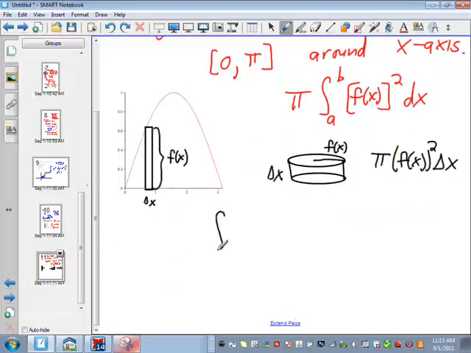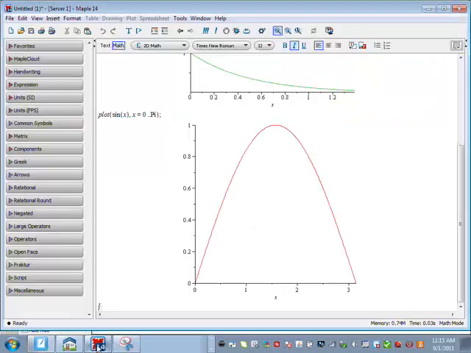And so the real question is, what is the integral from 0 to pi of pi times sine squared x? And again, if you don't see the picture, please come see me after class so we can go ahead and get a good visualization of it. As a matter of fact, let's go ahead and do that now if it's not clear.